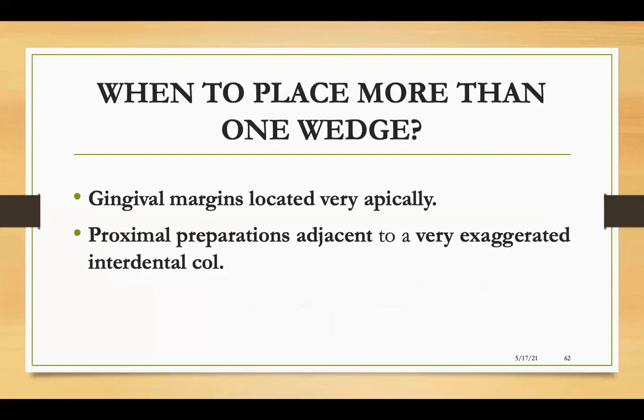When to place more than one wedge? When we have gingival margins which are located very apically, proximal preparations which are adjacent to a very exaggerated interdental column.